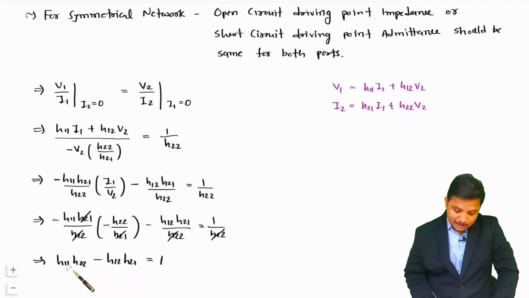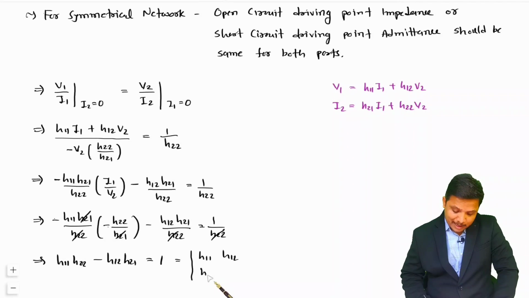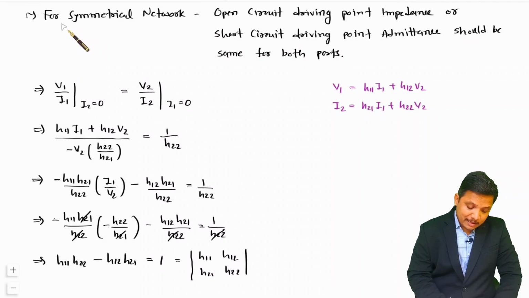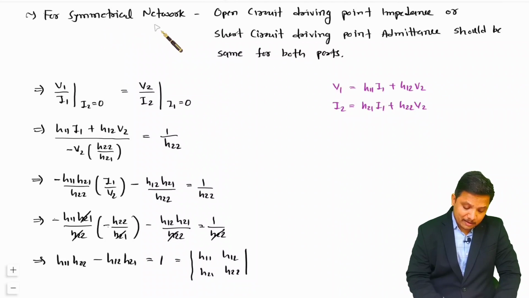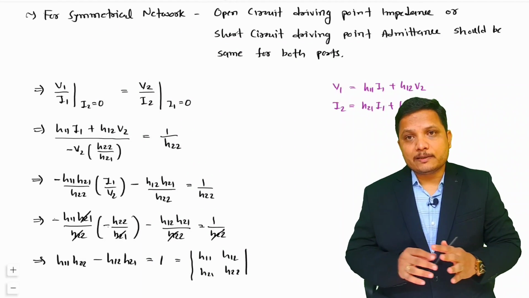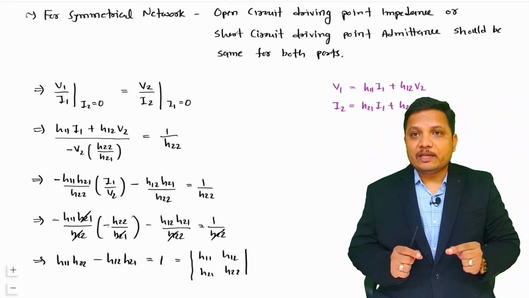And what is this? This is the magnitude of the matrix of H parameters, that is H11 H12 H21 H22, and that should be equal to 1, right. So this is the basic condition for a symmetrical network with H parameters. I hope you have understood this. So you should know the basic definitions, right.